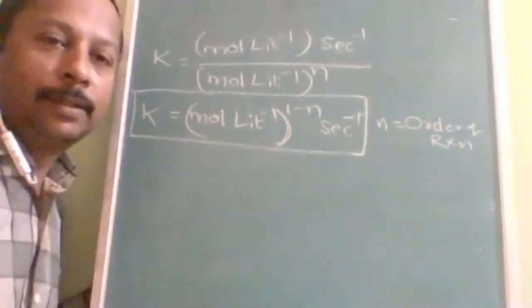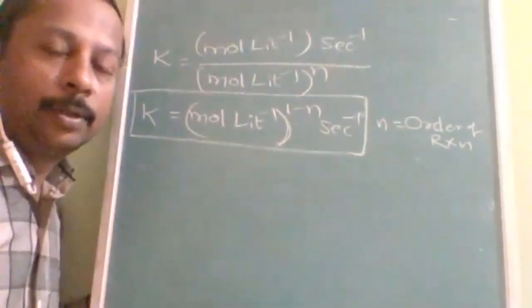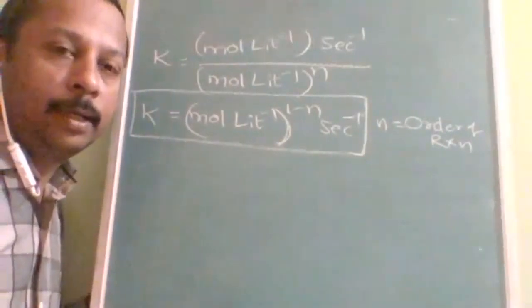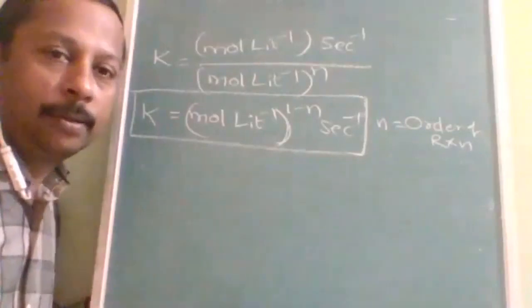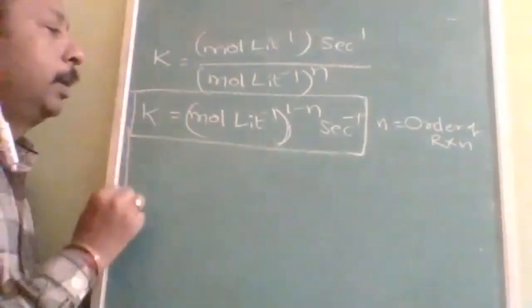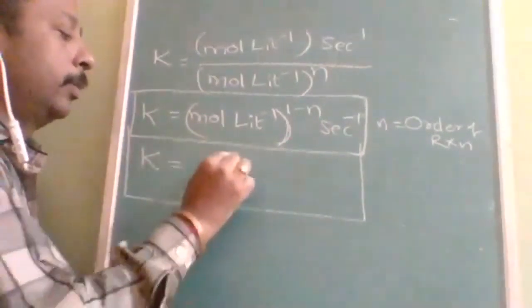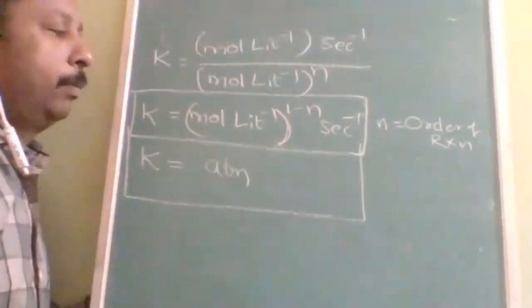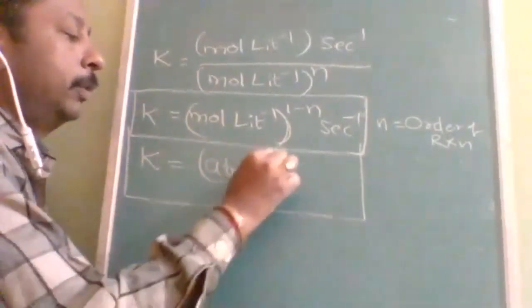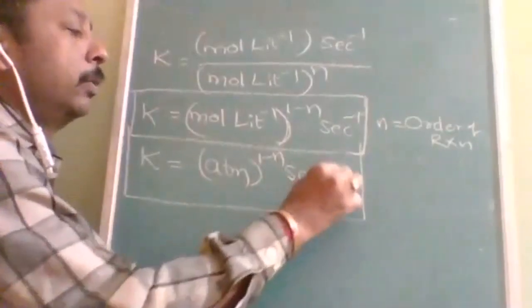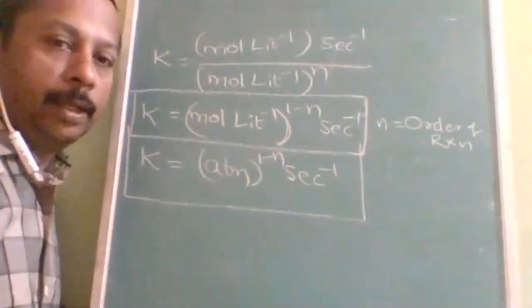But the problem is that sometimes we may have a gaseous reactant. So that time we may not use the molarity. That time what will we use? Partial pressure. Do you remember or not? Okay, so that time in place of concentration, units will be atm. Mole per liter will become atm. Atm to the power of 1 minus n, and it is not necessary that it is second inverse, it can be time inverse, it can be minute inverse.